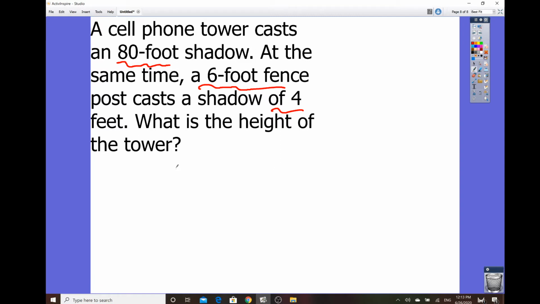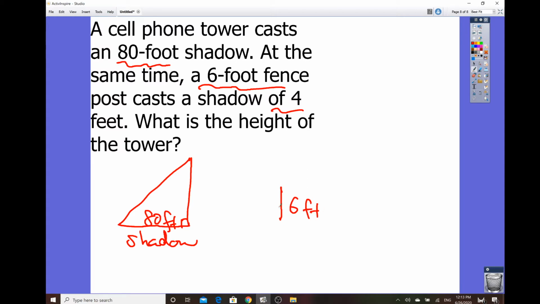So one thing you can do is draw the diagram. So the tower, and here's the shadow. This one is 80 feet. Again, it's a right triangle. And then the other one is a fence. That's 6 feet tall, and it casts a shadow of 4 feet. The reason that's a little bit shorter is because of the way the sun is shining on the tower and also on the fence. So this one's 4 feet.